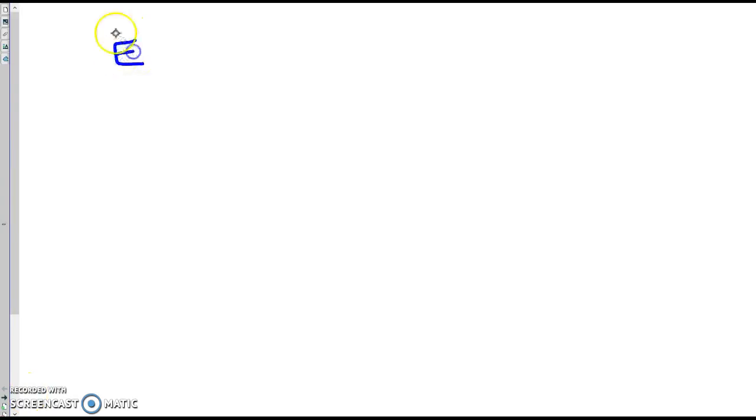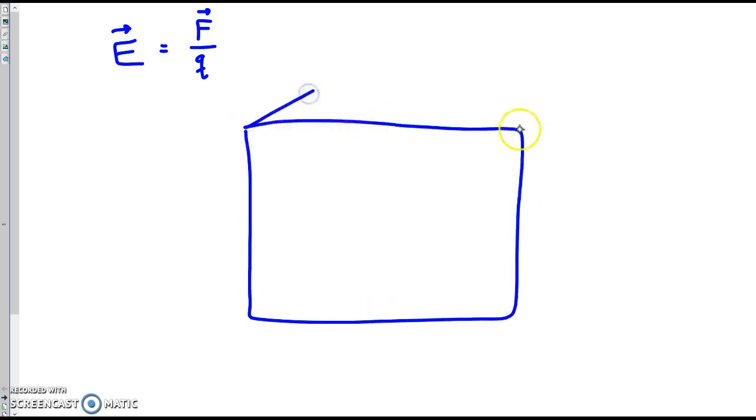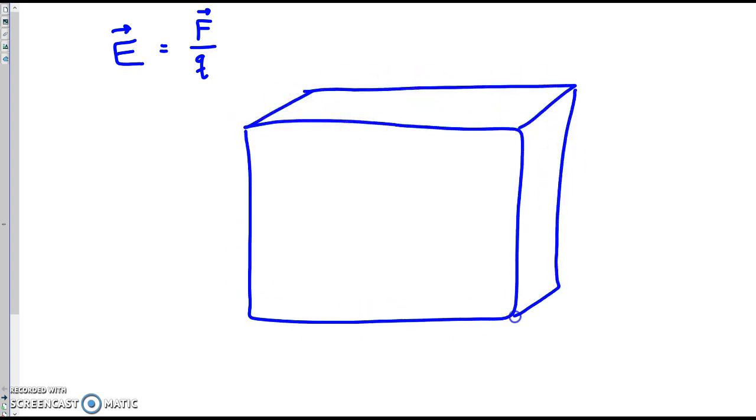We know that electric field strength E is equal to the force on a small positive test charge divided by the number of coulombs in the test charge. So let's say you walk into a room and you decide, I'm going to measure the electric field in that room. Here you are, and you've got your test charge handy.